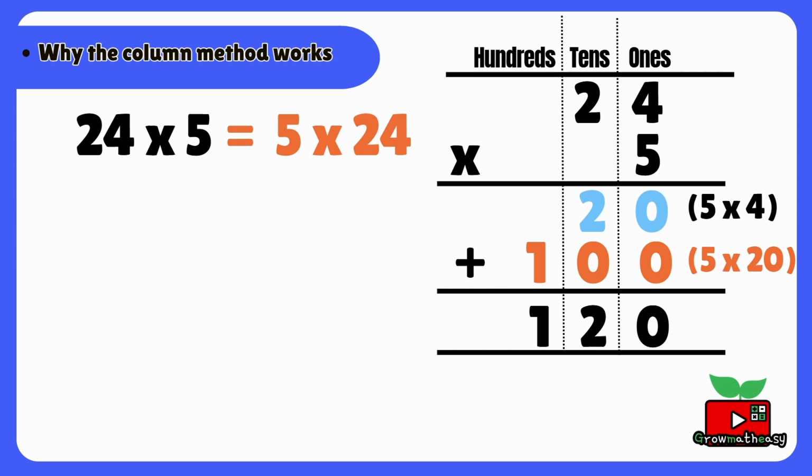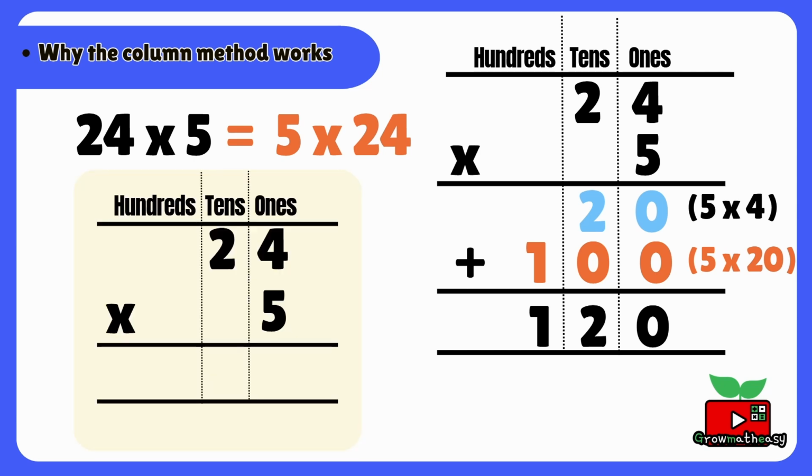First, line up the numbers neatly in columns. Next, multiply the ones column. 5 times 4 is 20. We write 0 in the ones place and carry 2 over to the tens column. Then, multiply the tens column. 5 times 2 tens is 10 tens. Finally, add the carried 2 tens. That makes 12 tens. So the answer is 120.